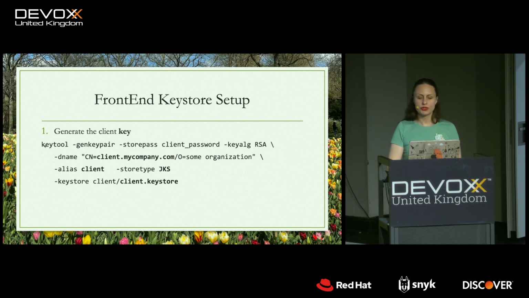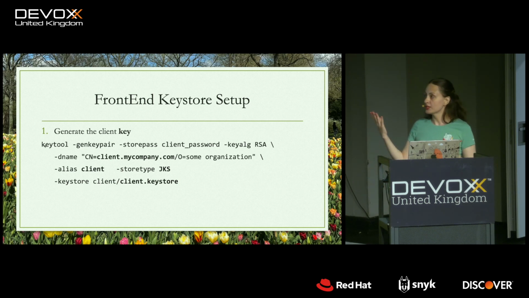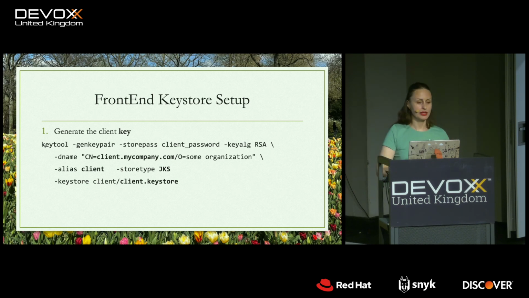So first, I'm going to generate my client key. I'm going to use the common name, the fully qualified domain name for my application, which is client.company.com, when I create this certificate. That's going to be very important later on when I deploy in Kubernetes and so on. Give an alias to this key. I'm going to say client because it belongs to the front end. And just to make it a little bit different, I chose the store type JKS, like the Java key store, for this key store.